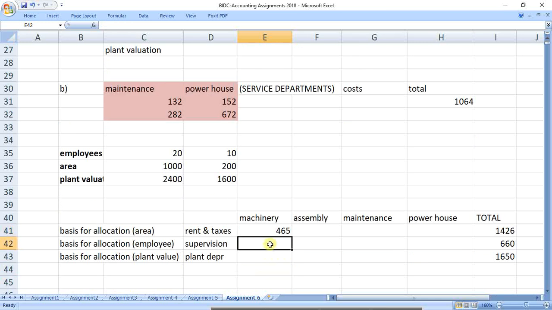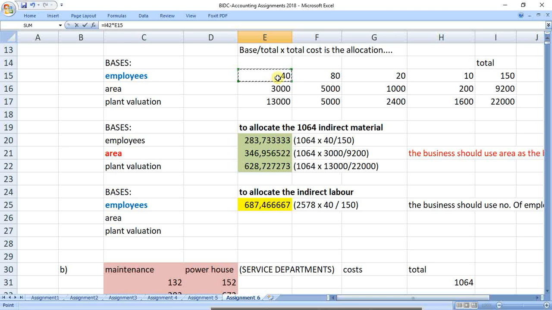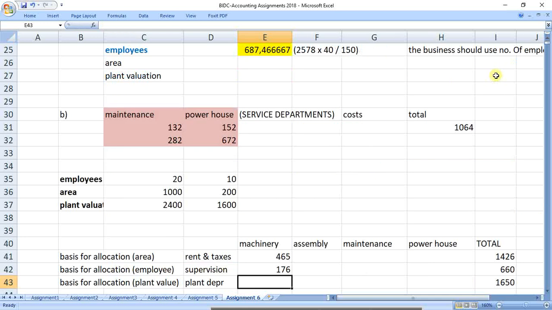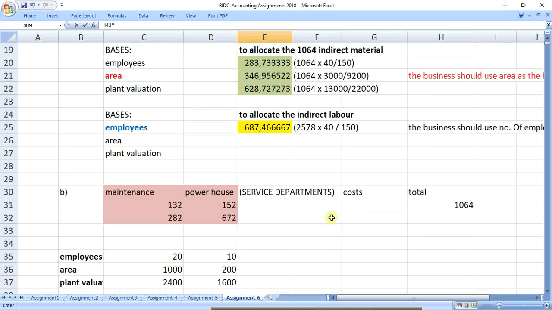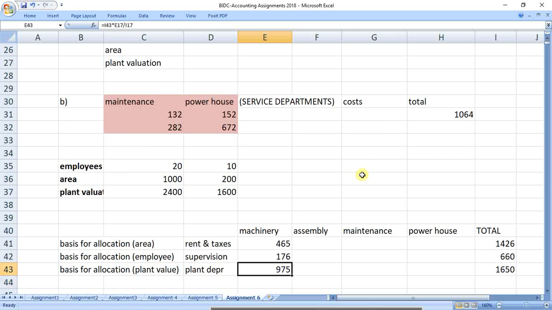Okay, supervision. There's the total times employees. How many employees does the machinery department have? 40 employees, right? Divided by how many employees does the business employ? 150. Does that make sense? Okay, plant value, same thing. How much do we need to allocate? 1650 times how much does the plant machinery cost? 13,000 divided by how much is the total? 22. Enter. Okay, we need to do that for all of them.